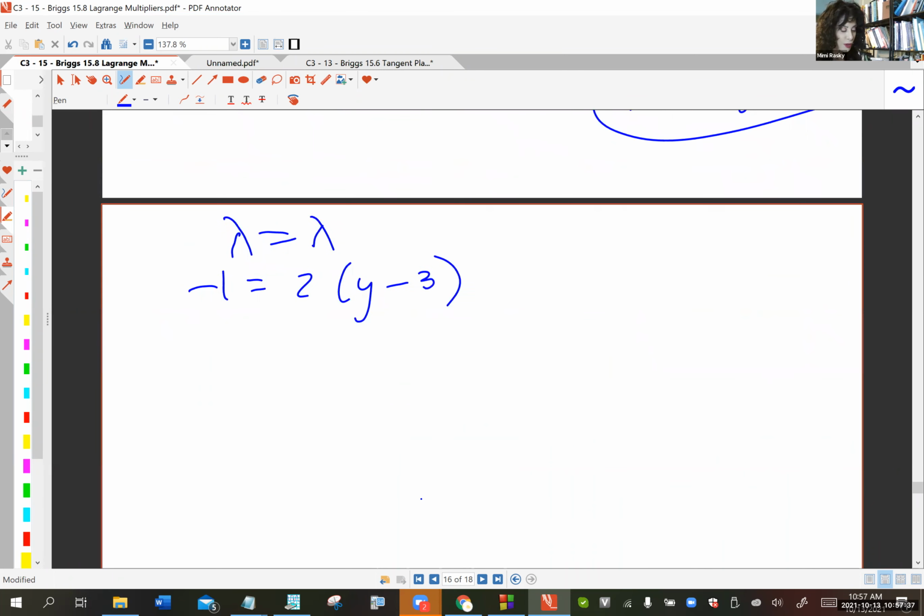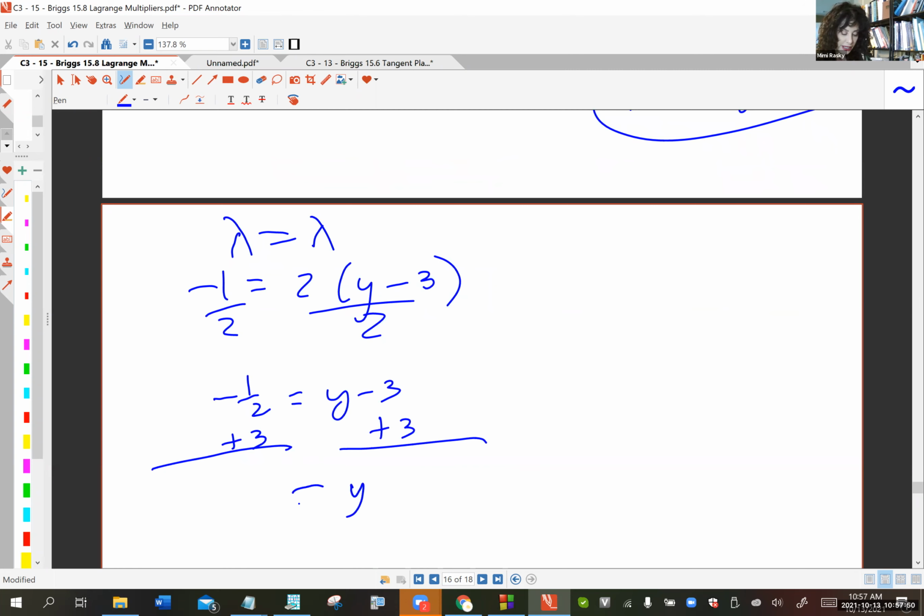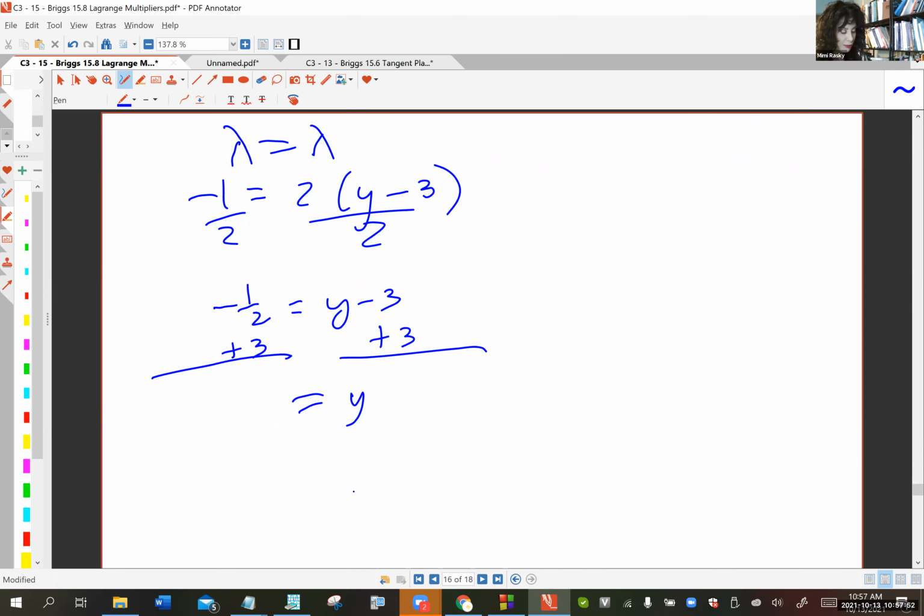And then solve this for y. I'm going to first divide both sides by 2, so I have negative 1/2 is equal to y minus 3. And then how about if I add 3 to both sides of the equation? I get y is equal to negative 1/2 plus 3. What the heck is that? I get 5/2.